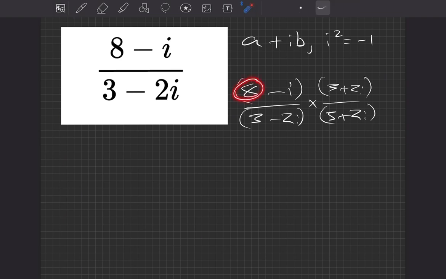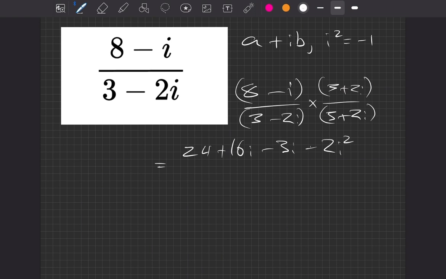The top then, 8 and 3 gives us a 24. The 8 and the 2i gives us plus 16i. The minus i and the 3 gives us minus 3i. And the minus i and the 2i gives us minus 2i squared. This then is on the top.